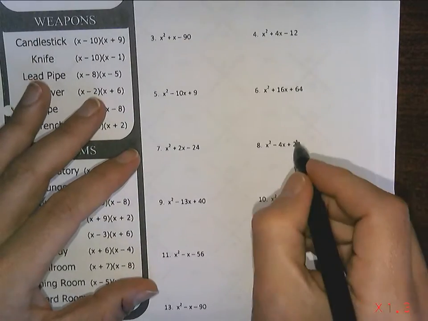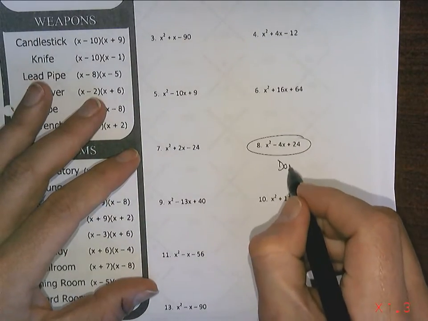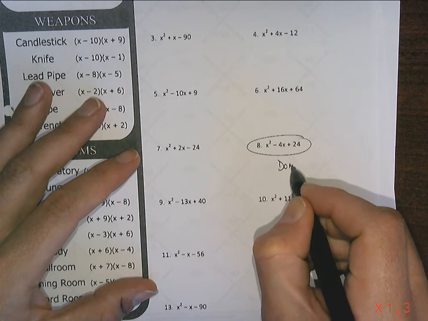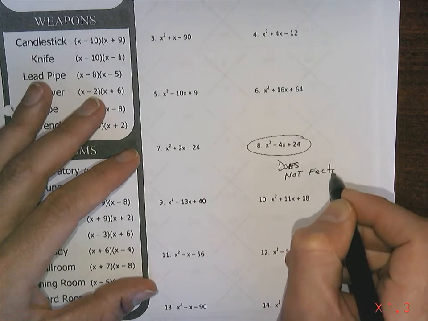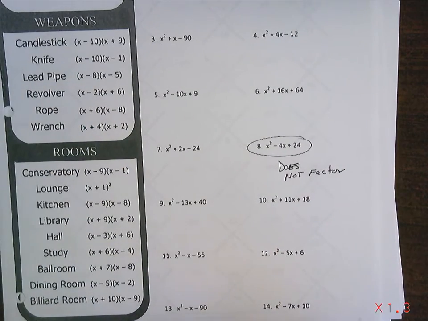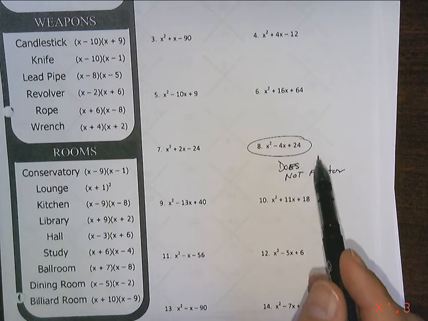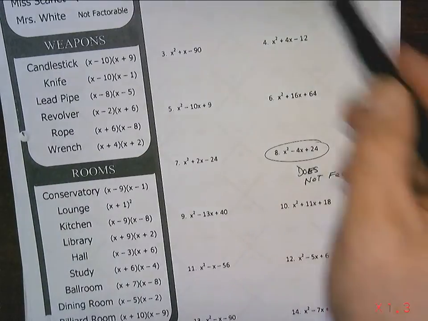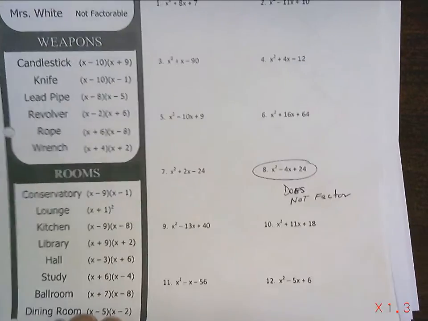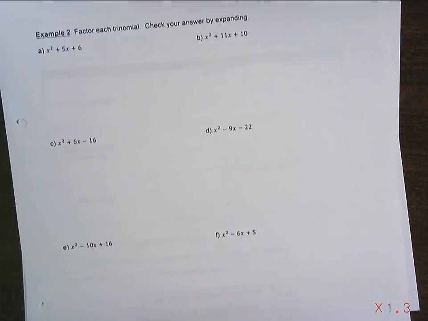This one's an interesting question. This one does not factor. When you get to it, figure out why it doesn't factor. What makes this not work? And in fact, there's an answer here that says not factorable. But why doesn't this factor when all the rest do? So you can give those a shot and get working on those, and we'll be back in a few moments.